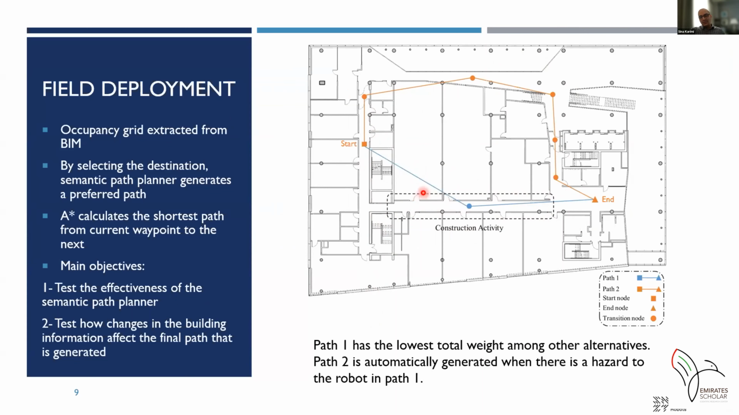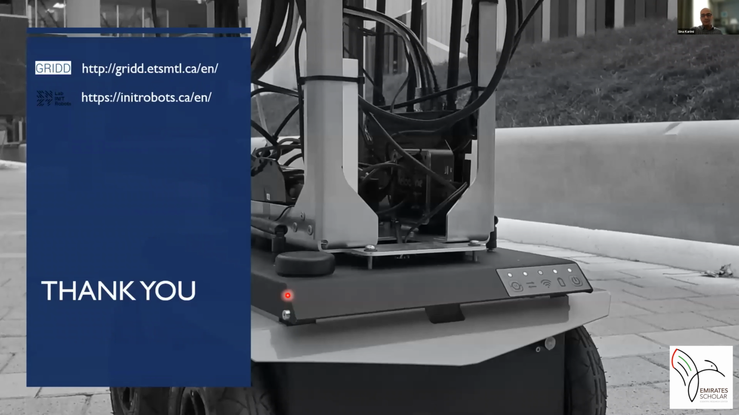But since there was a construction activity and it provided high weight to the edge, the algorithm automatically generated another path so that the robot could navigate from another space and reach the end. The main objectives were to test the effectiveness of the semantic path planner and test how changes in the building can affect the final path generated by the algorithm.